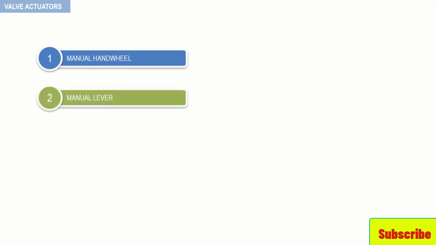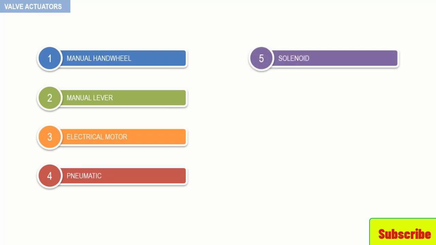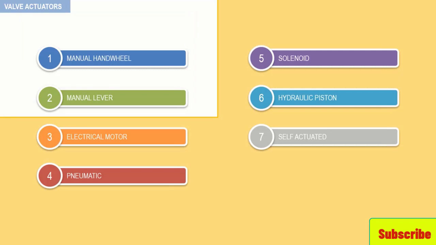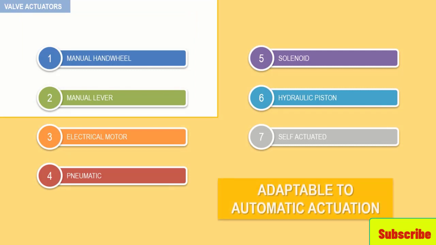Valve actuators are selected based upon a number of factors, including torque necessary to operate the valve and the need for automatic actuation. Types of actuators include manual hand wheel, manual lever, electrical motor, pneumatic, solenoid, hydraulic piston, and self-actuated. All actuators except manual hand wheel and lever are adaptable to automatic actuation.